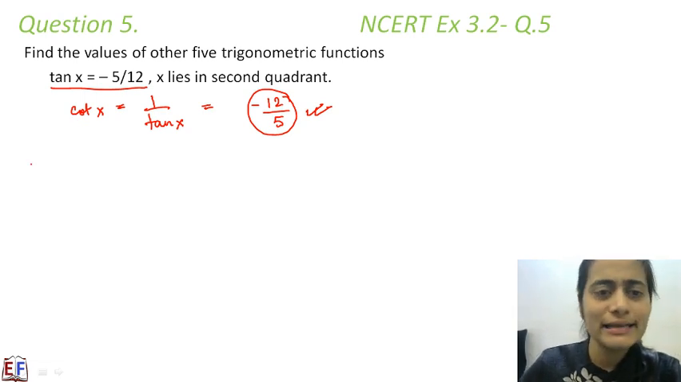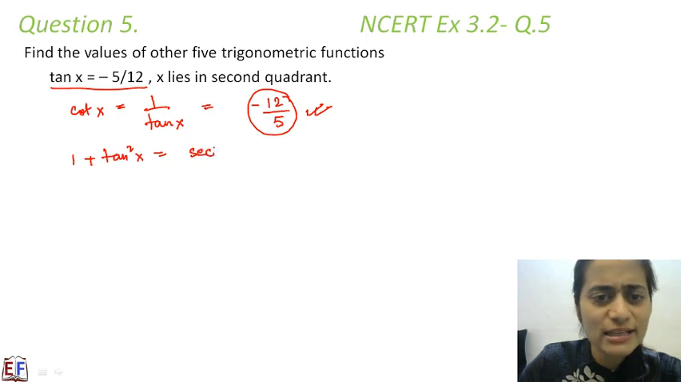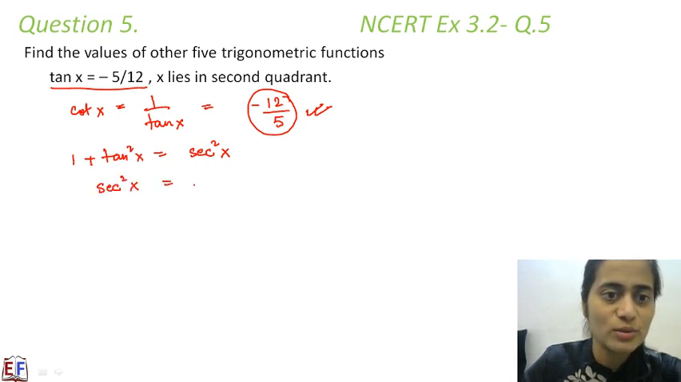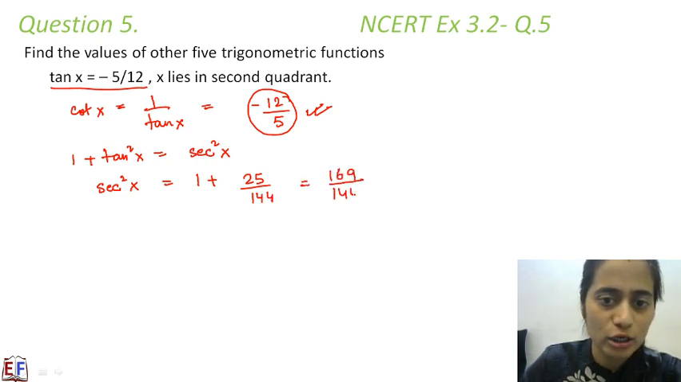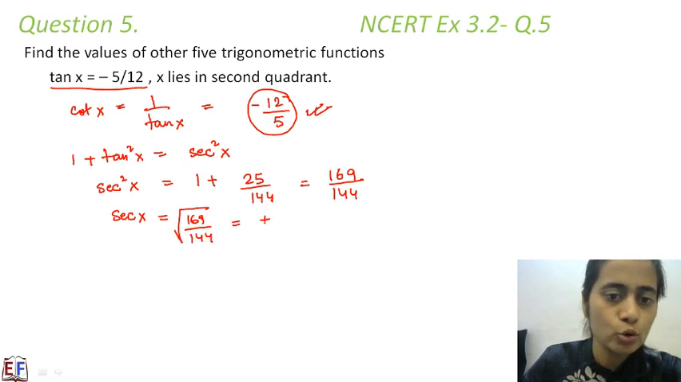Now what is the next thing that we can find out if we know tan x? We know this relationship that 1 plus tan square x is equal to sec square x. Tan is known to us, so we can very easily calculate sec square x. So sec square x will be equal to 1 plus (minus 5 by 12) whole square, which is 1 plus 25 by 144. So this becomes 169 by 144. So what will be sec x? Sec x will be equal to root over 169 by 144, which is plus minus 13 by 12.